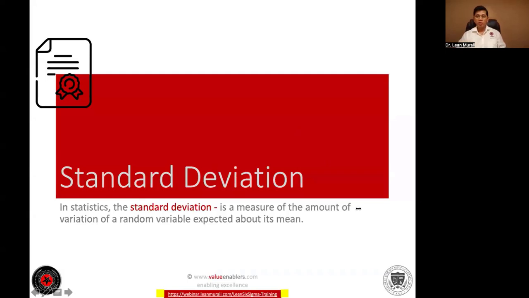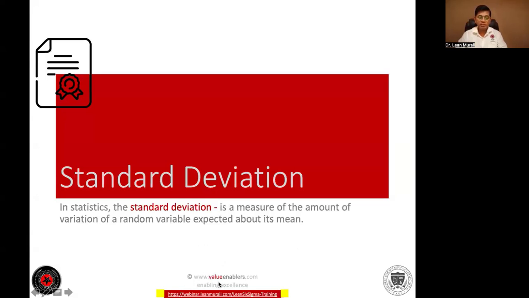How many of you know about standard deviation? Type KNOW. If you don't know, type NO in the chat box. Host and panelists, please change it to everyone and type your message so that everyone can see your message. Now there are a few people who don't know.